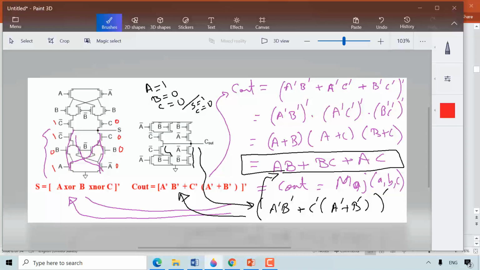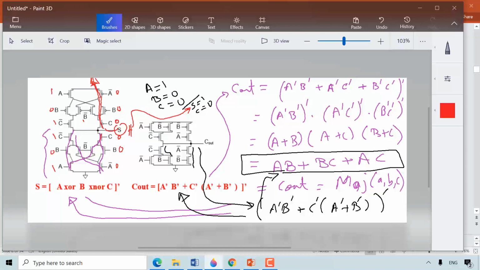The B here is 0, and this is 0, and the A is 1, 0, and here it will be 1. You can see clearly I have a path here to VDD, and I don't have any path to ground, which will pull the sum to high, which makes the sum equal to 1, through this path right here.